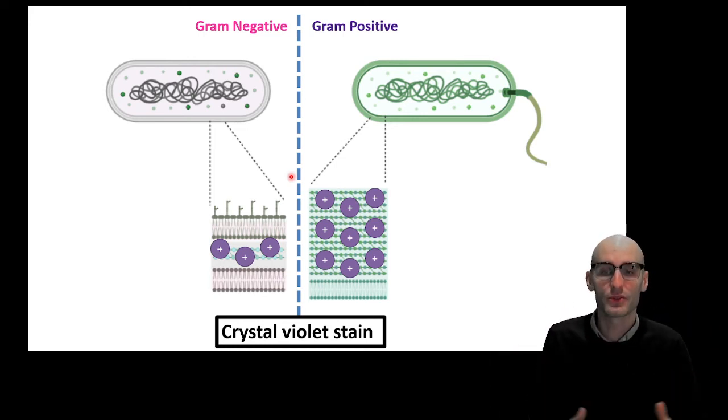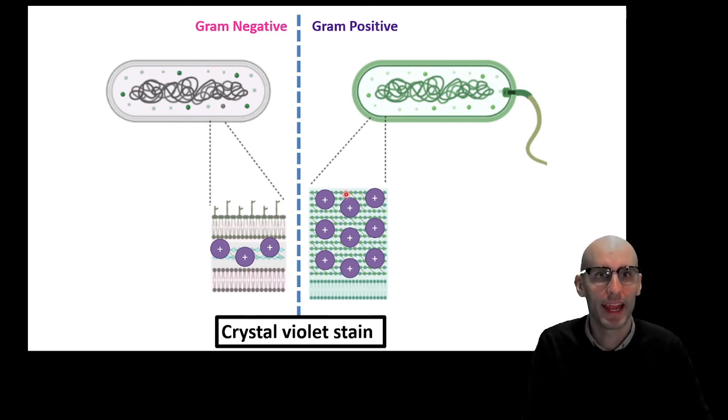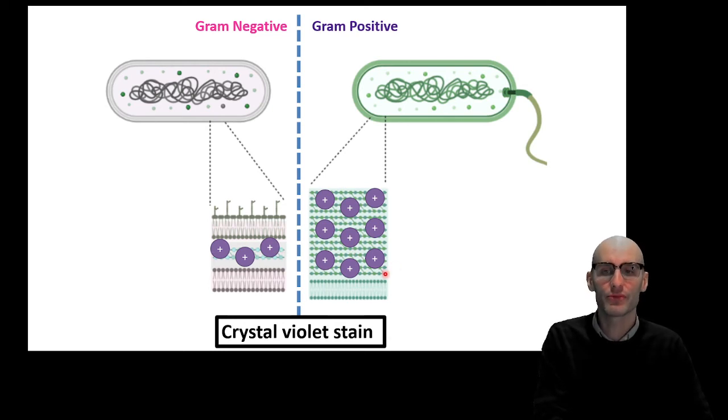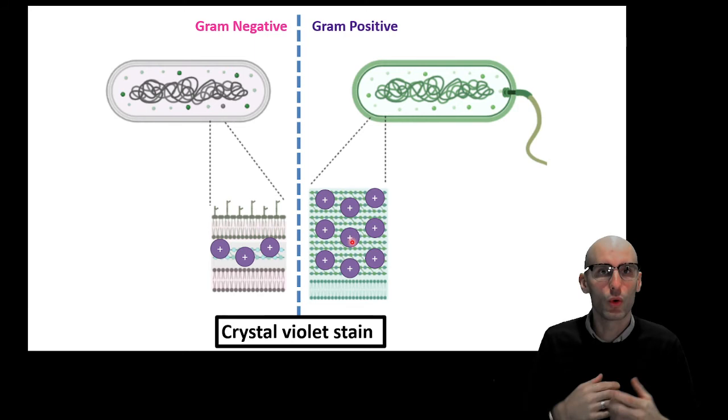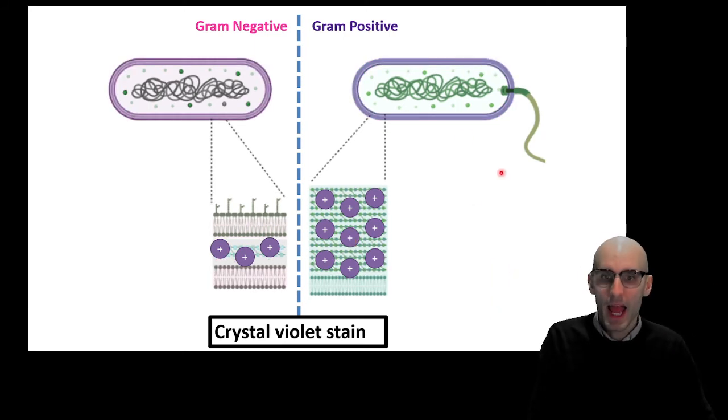So we start with the crystal violet. The crystal violet is positively charged, which makes it want to interact with the negatively charged peptidoglycan layer. So it comes in here and it interacts with those layers. But right now, the crystal violet is still water soluble. So if we put that in a water solution, it would wash out. So now the cell walls on both sides have stained purple.